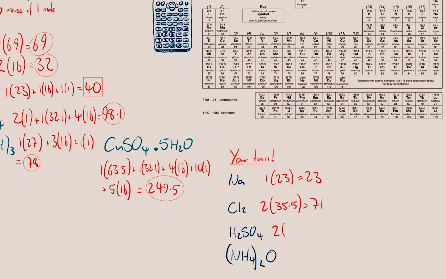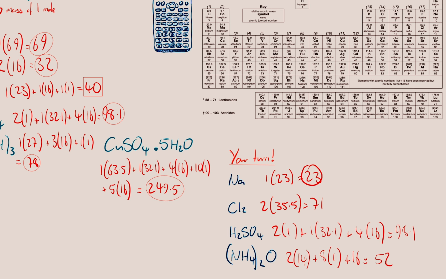H2SO4, we've got 2 lots of 1 plus 1 lot of 32.1 plus 4 lots of 16. And there we get to 98.1. And last one, we've got 2 lots of N, which is 14, plus 8 lots of 1 for hydrogen, plus 16. And there we get to 52. And again, let's stay in the habit of circling our answers.